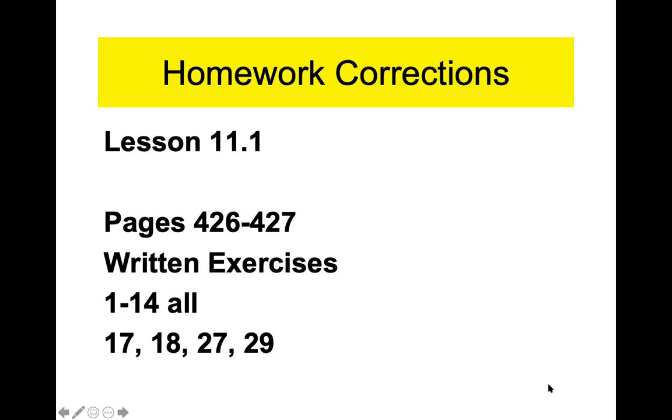All right, number 17 is 130 square units. Number 18 is 56 square units. Number 27 is 144 square meters. And number 29, 2 parts. Part A is 768 square feet, and part B is 3 cans. And that was it.